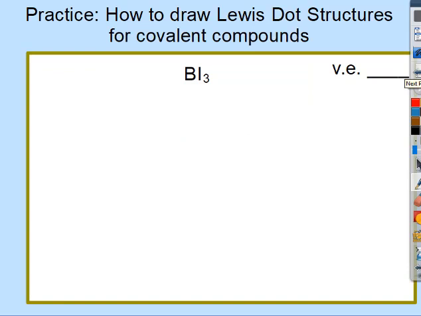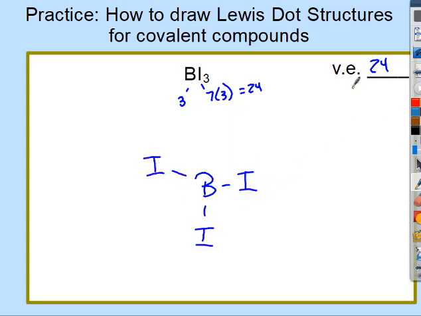Go ahead and pause the video and try BI3 on your own. Restart when you have your answer. So you should have had 24 valence electrons. Boron should have been in the middle. You have 18 left. Boron was our other exception. Boron generally only gets 6 electrons, double what it came in with. So it currently has 6, so we're going to ignore boron.